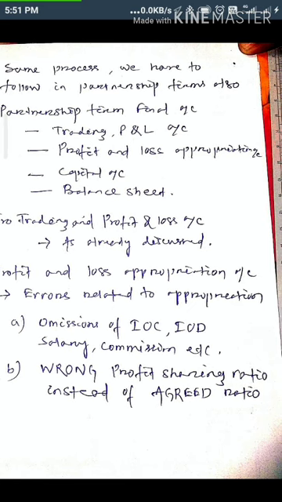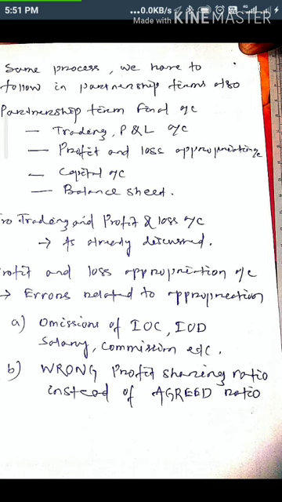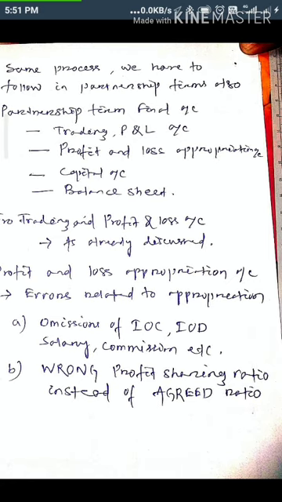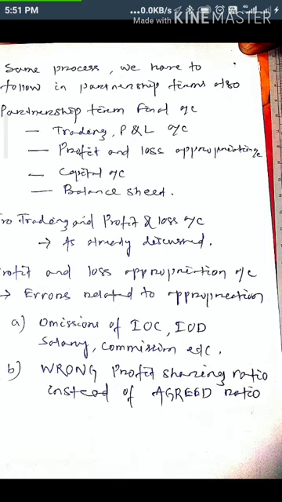Even if, in our given situation, they have omitted everything of the partnership deed, that is interest on capital, interest on drawings, salary, commission, they have distributed the profit in the agreed profit sharing ratio without considering the partnership deed terms and conditions. That may be one type of error we'll find in future in our numericals. Next is the wrong profit sharing ratio instead of the agreed ratio.